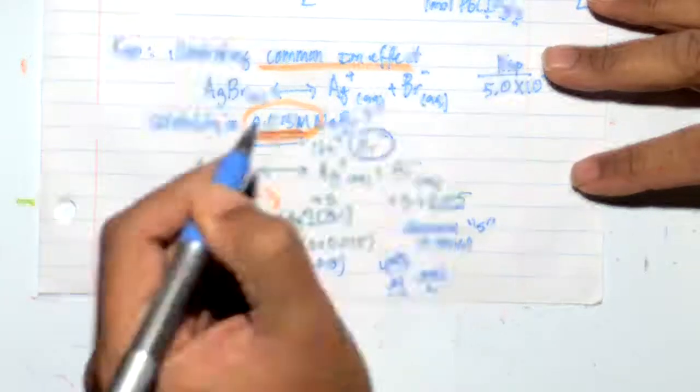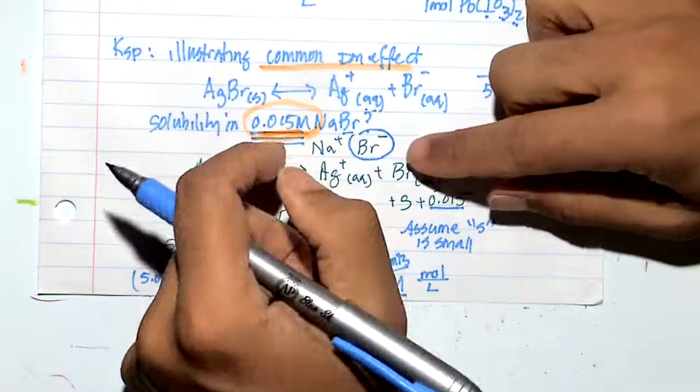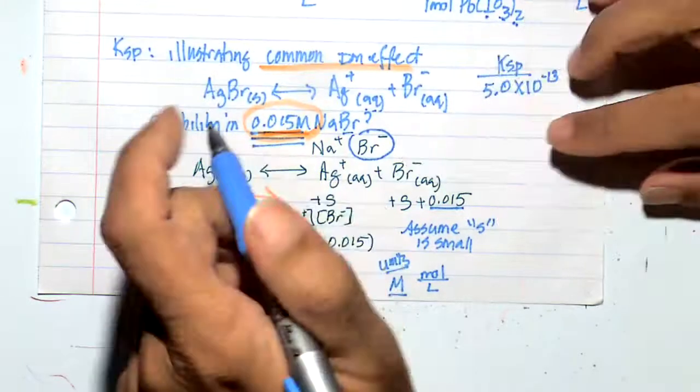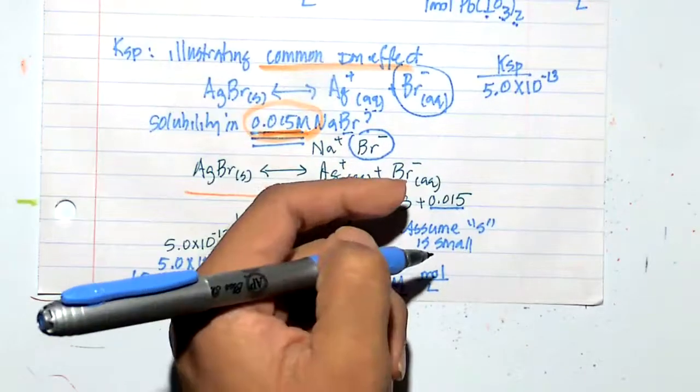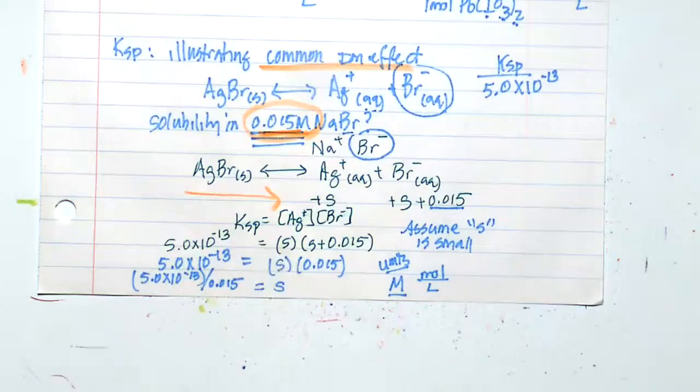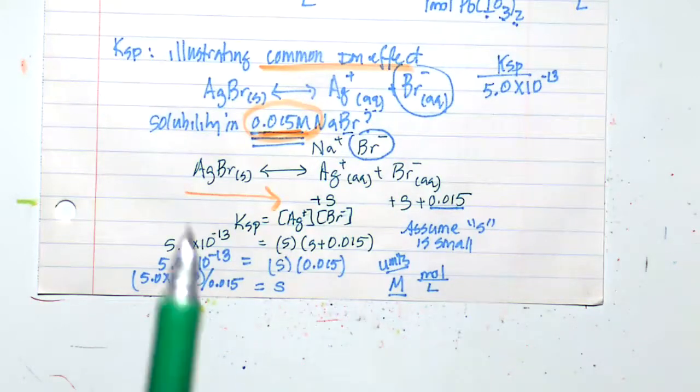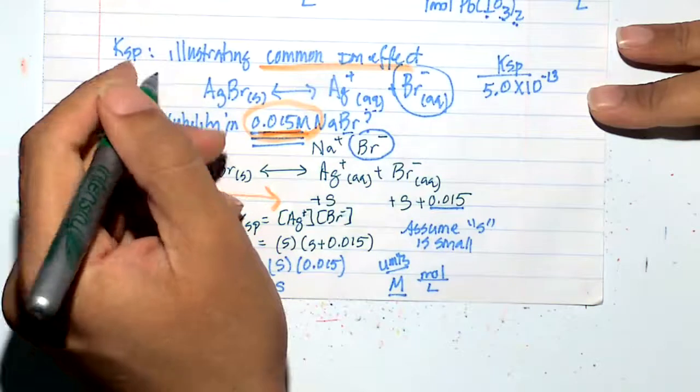Circling the common ion here. The common ion Br minus from NaBr, and then we have the common ion present from the reaction going this way. So we're having more ions. According to Le Chatelier's principle, which way will the reaction shift? Left or right? Right. So will that increase or decrease ionization?